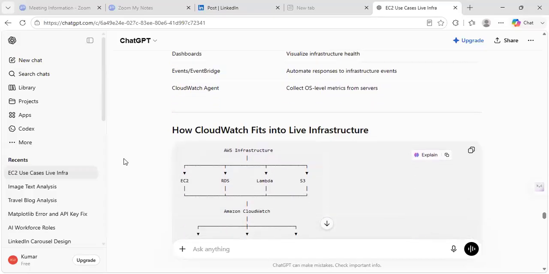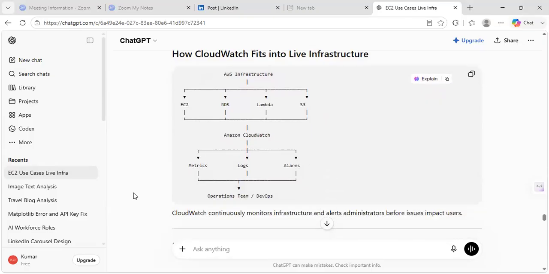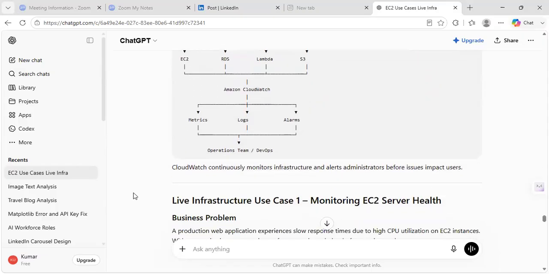right? Then how CloudWatch fits into live infrastructure. AWS infrastructure is there on top. Then CloudWatch is connected to all the services and it has got logs, alarms, metrics also. It means through logs only it is going to analyze the metrics, and alarms are going to be identified for whom to send to, right? So this is the process it has got, CloudWatch.